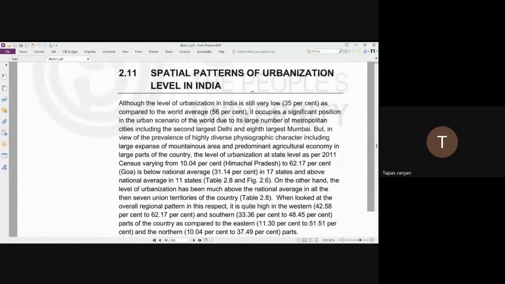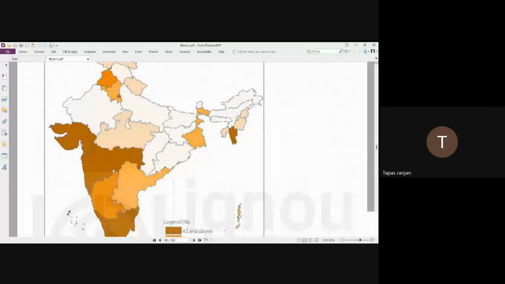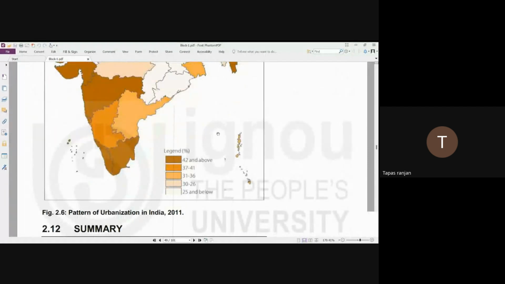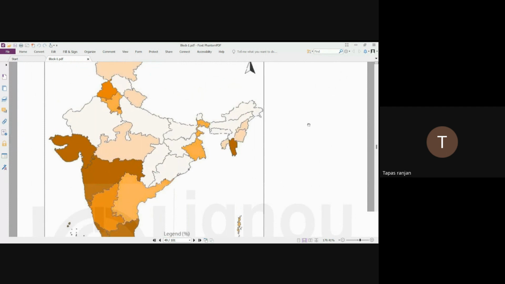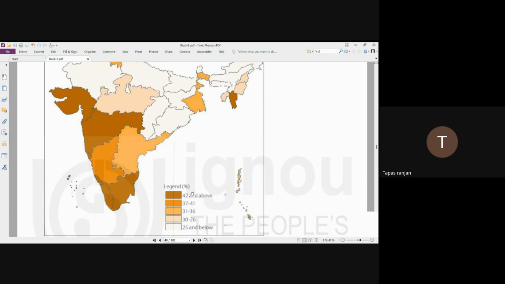And then spatial patterns of urbanization level in India. You can look into this map, and this basically shows the pattern of urbanization in India. And definitely all those states which are rich, the urbanization level will be very high. Just like Maharashtra, Gujarat, all these states are rich. So that's why the urbanization level is also very high.